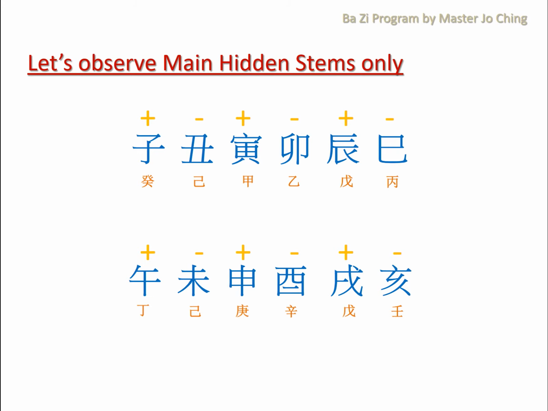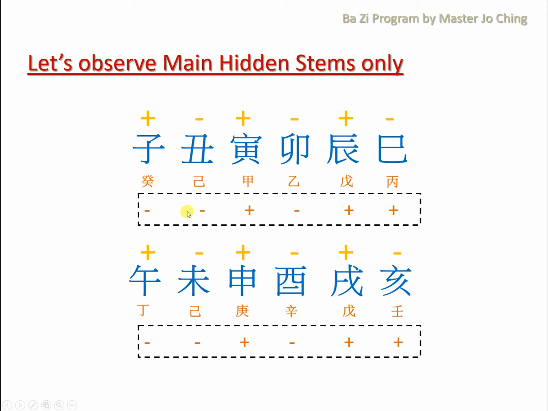So what I'm going to do here is observe just the main hidden stems only. The main hidden stems. And you would probably realize that the main hidden stem shares the same element as the earthly branch. For example, zi is rat and zi is water. Gui is also water. Then we have chou, which is ox. Chou is earth, and the hidden stem here is ji. Followed by tiger, which is wood. The hidden stem here, the main qi, is jia. And so on and so forth.